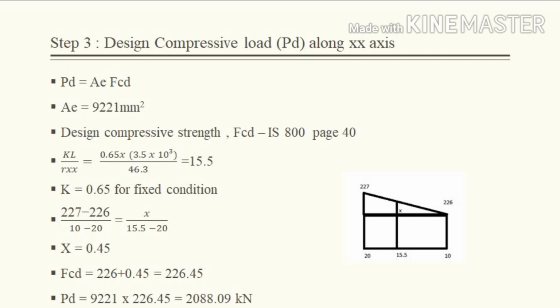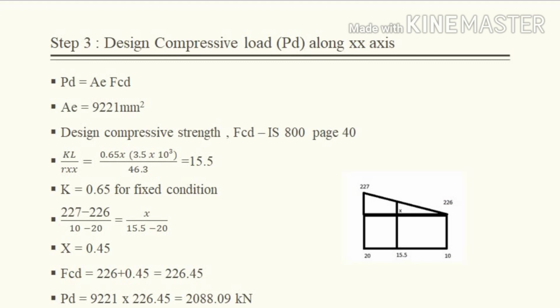So we have to find out KL by RXX factor first. K is equal to 0.65 for fixed condition. In the question it is provided that it is fixed condition. So K is equal to 0.65, and length we know is 3.5 meter. So we have to convert that into mm, so 3.5 into 10 raised to 3 divided by RXX. From the properties of section we know RXX is equal to 46.3, so KL by RXX is equal to 15.5.